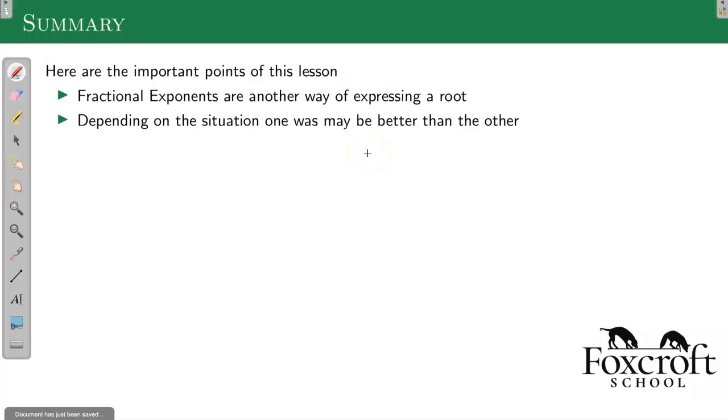All right, a quick summary. Again, it's just a definition thing. Fractional exponents are just another way of expressing a root. The most common ones we use are the square root and cube root, the 1/2 power and 1/3 power. Depending on which situation you're in, one is more useful than the other. If I'm using numbers, the roots are more useful. If I'm using variables and other things, then the exponents are more useful because I can combine them. So both are really useful, and that's why it's helpful to go back and forth between them.